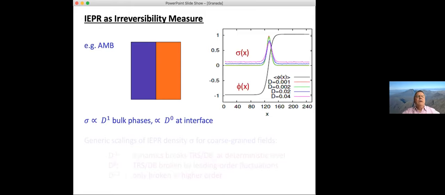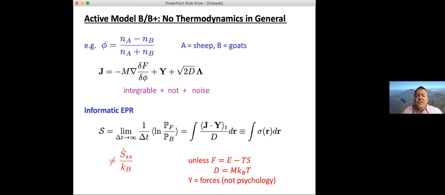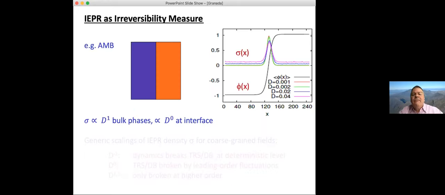So if we just take the simplest case, active model B, which is the version with the lambda term without the zeta term, so just the simplest of the two pieces there, it's quite easy to calculate the integrand here, or an integrand which differs from that only by integration by parts, sigma of r. So thinking of that as a local informatic entropy production, what we find in a situation like the one shown here, which is a phase separation between positive and negative phi, so it could be sheep and goats, or it could be two types of molecule, is that there's an interface, shown in black in the panel on the right, and the entropy production density, sigma, has a big peak at the interface.